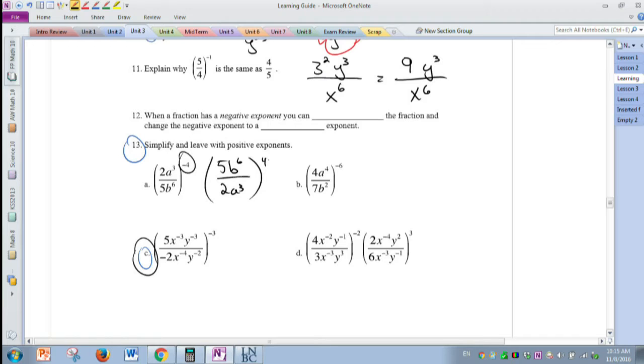So if I want to get rid of my negative exponent, make it positive, I take the reciprocal of everything. Now everything inside my bracket needs to receive the exponent of 4. So I'm going to get 5 to the power of 4, b to the 6 times 4, 2 to the power of 4, a to the 3 times 4. I could probably have done that in one step. 5 to the 4, 6 times 4 is 24, 2 to the 4, and 3 times 4 is 12.